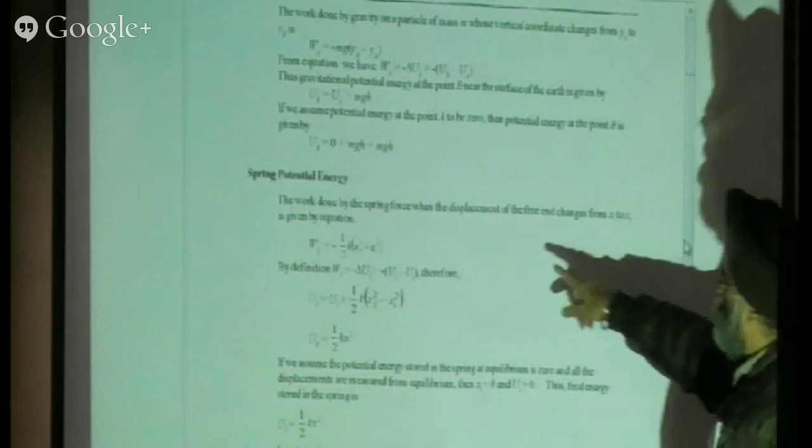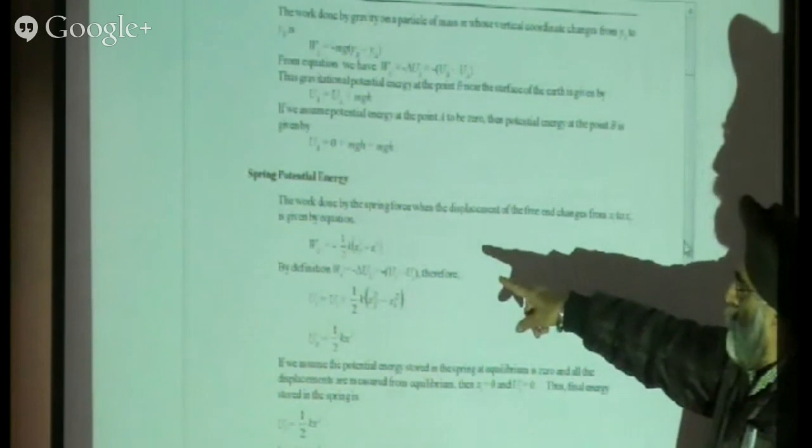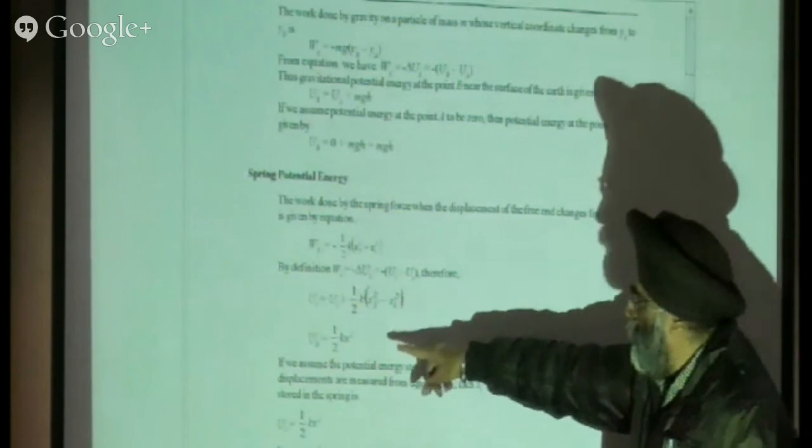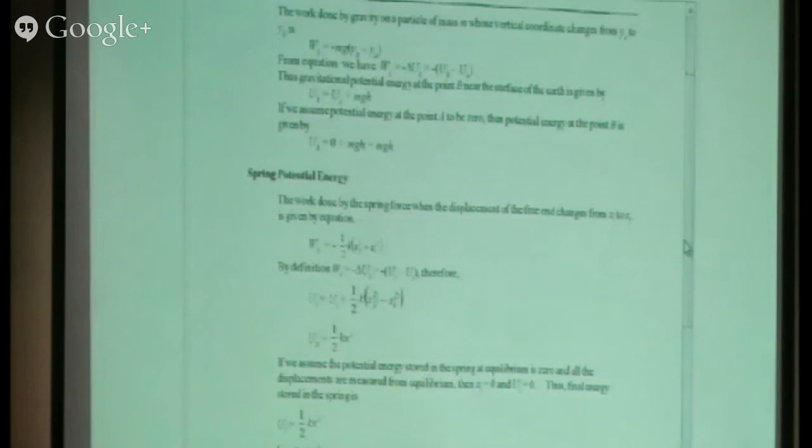Spring potential energy: the work done by the spring force is minus k into (xf square minus xi square), as we have already learned. So in that case, the final energy is the initial energy. Now, when the spring is at rest, it is in the relaxed position. So at that point, let's take xi, or x1, to be 0. So the corresponding potential energy is 0.